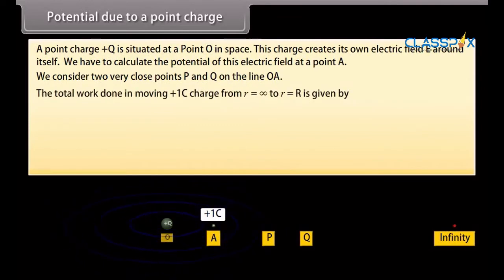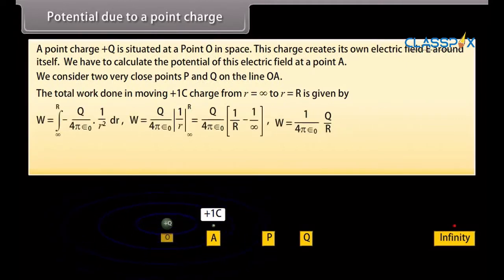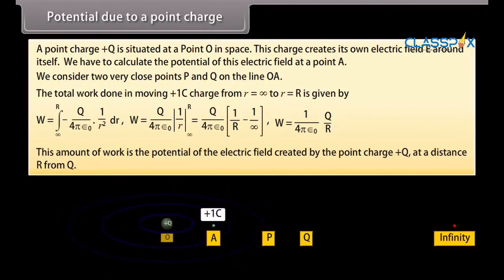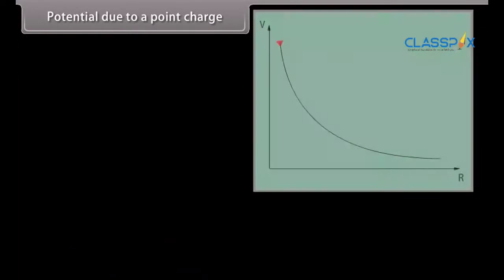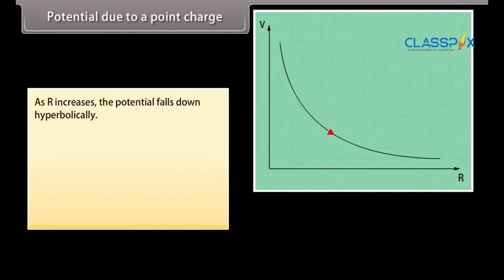The total work done in moving plus 1 coulomb charge from infinity to point R is given by W is equal to 1 upon 4 pi epsilon naught multiplied by Q upon R. This amount of work is the potential of the electric field created by the point charge plus Q at a distance R from Q. We can show in the graph that as R increases, the potential falls down hyperbolically.